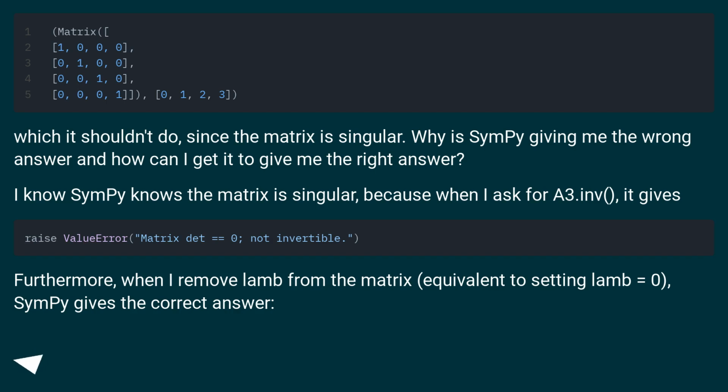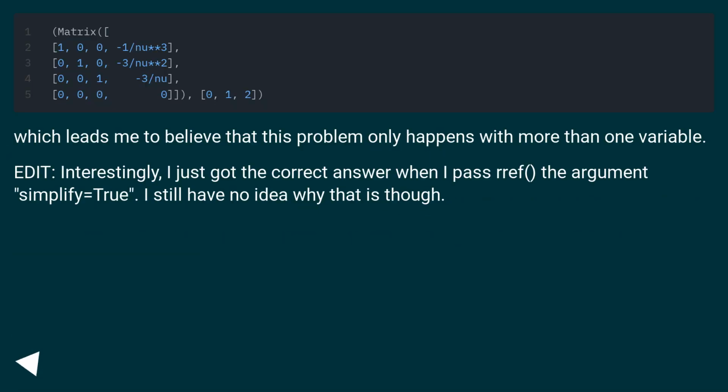I know SymPy knows the matrix is singular, because when I ask for the inverse, it gives an error. Furthermore, when I remove lam from the matrix, equivalent to setting lam equals 0, SymPy gives the correct answer, which leads me to believe that this problem only happens with more than one variable. Edit: interestingly, I just got the correct answer when I pass ref the argument simplify equals true. I still have no idea why that is though.